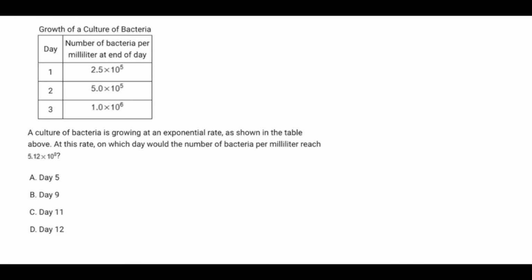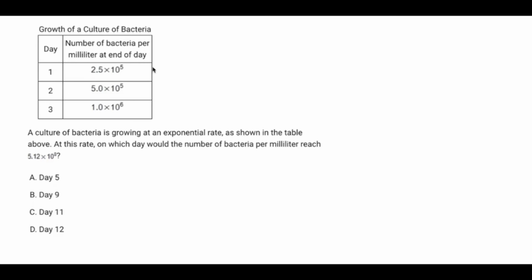A culture of bacteria is growing at an exponential rate as shown in the table above. At this rate, on which day would the number of bacteria per millimeter reach 5.1 times 10 to the power of 8? All right, so the first thing I want to do is just find the factor or the scale.